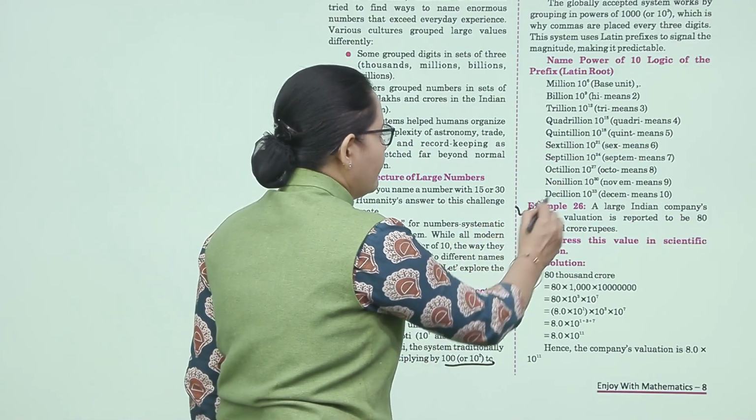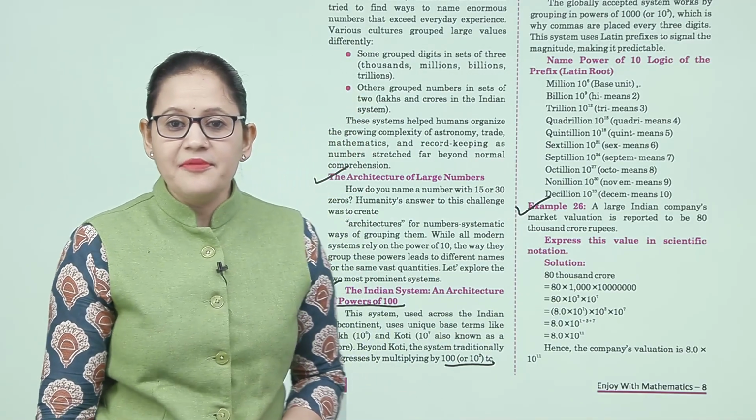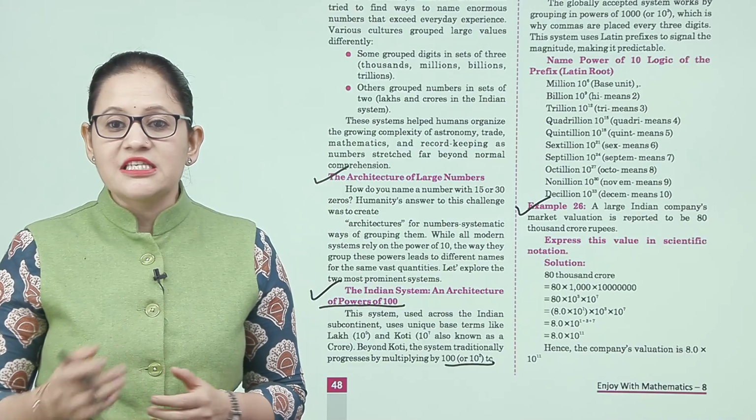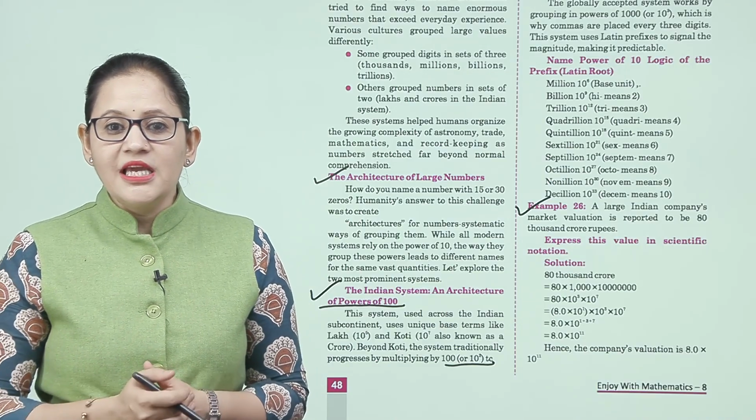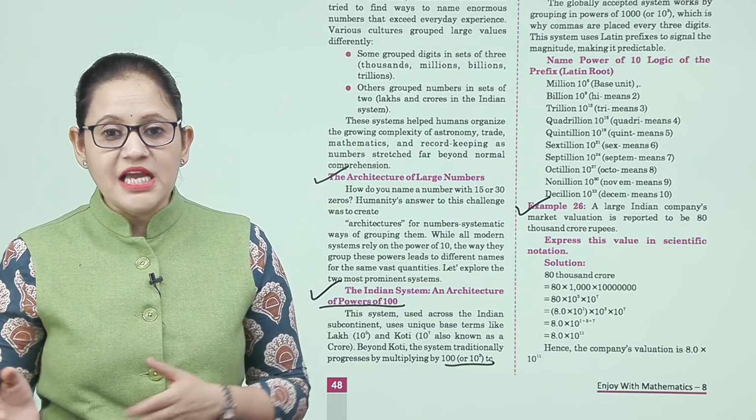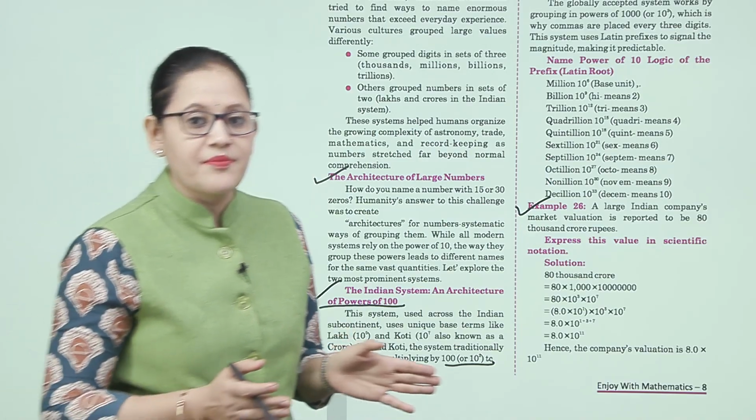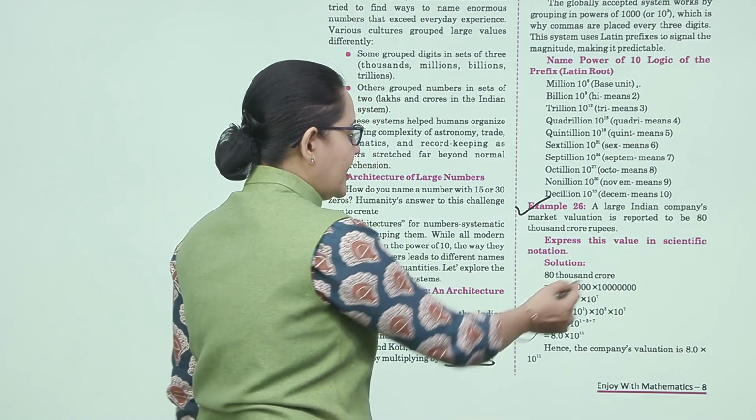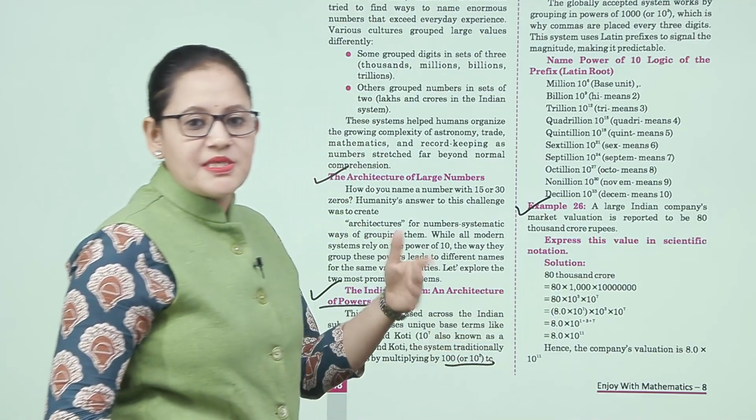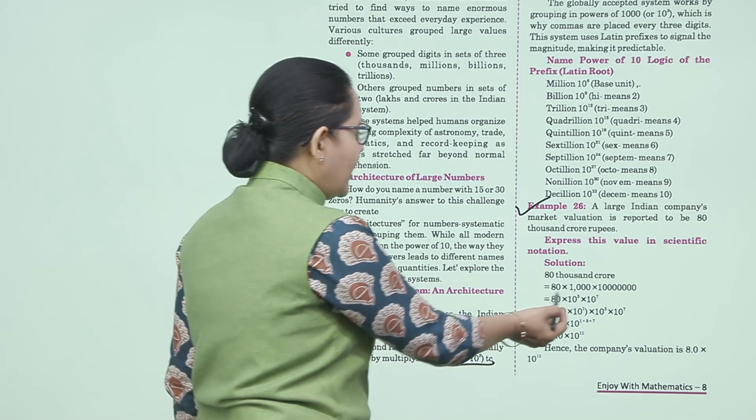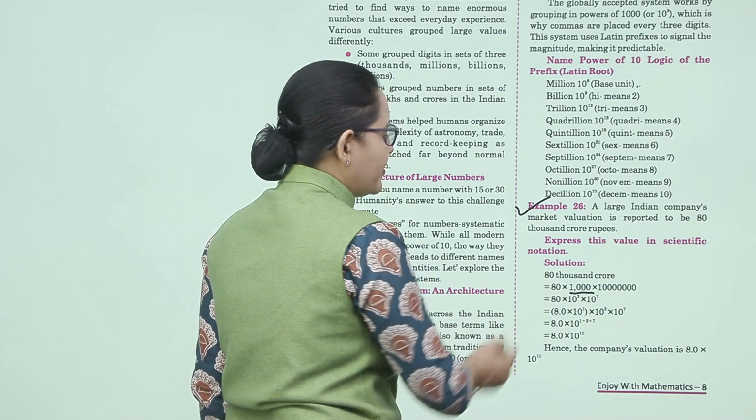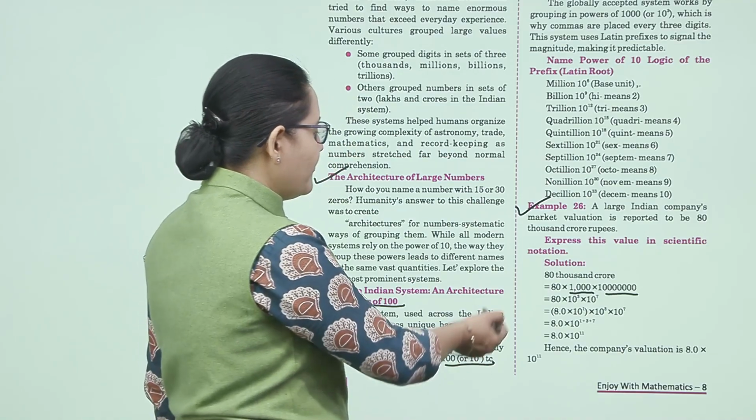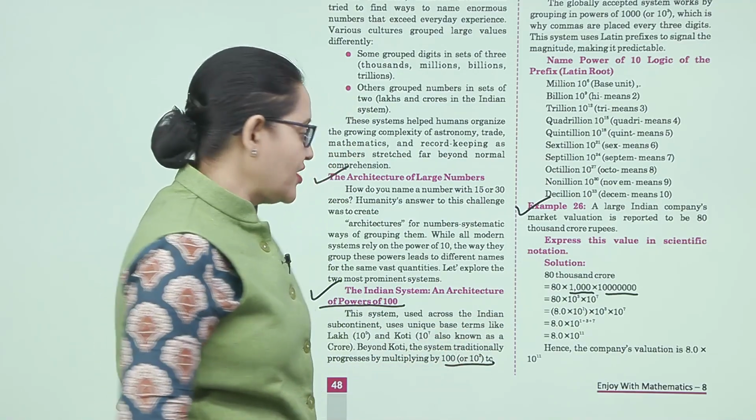Now, here we will take an example. A large Indian company's market valuation is reported to be 80,000 crore rupees. Express this value in scientific notation. So, the solution: 80,000 crore. We will write it like this. Now we will express it in powers of 10. So 8 can be written with 10 to the power 3, and crore can be written as 10 to the power 7. Clear? Now we have to write it in scientific notation.